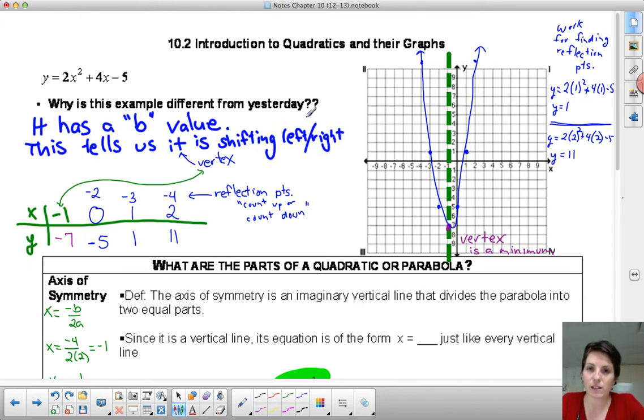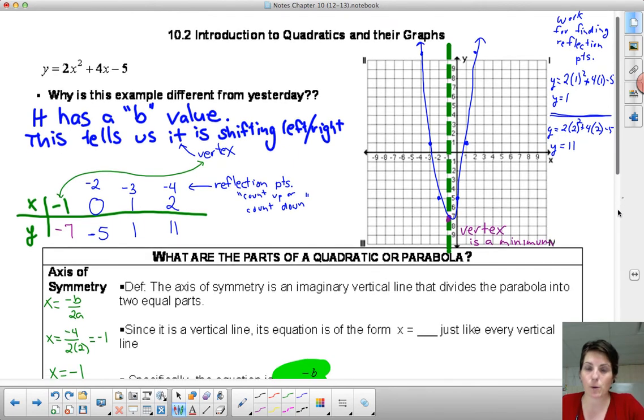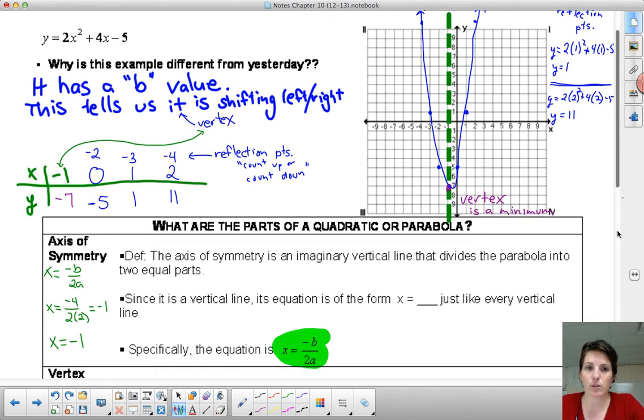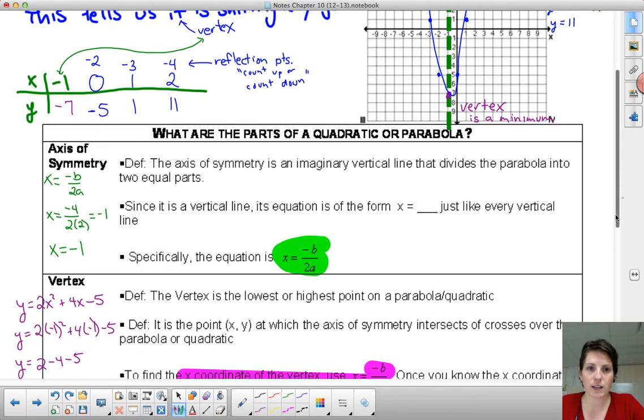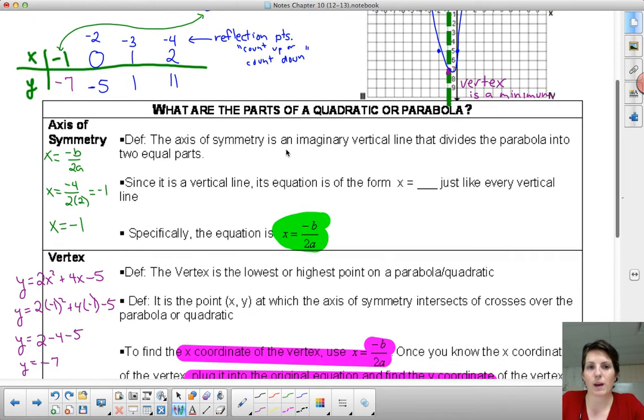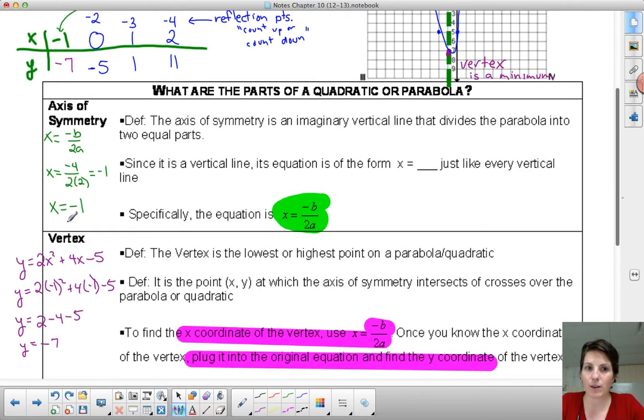And that shifting left and right means, most importantly, that the axis of symmetry is what we have to do first. The axis of symmetry, remember or recall, has a formula. It's x equals the opposite of b over 2a. Once we have that value, that vertical line where x is equal to, in this case we plugged in the opposite of b, we got x equal to -1.